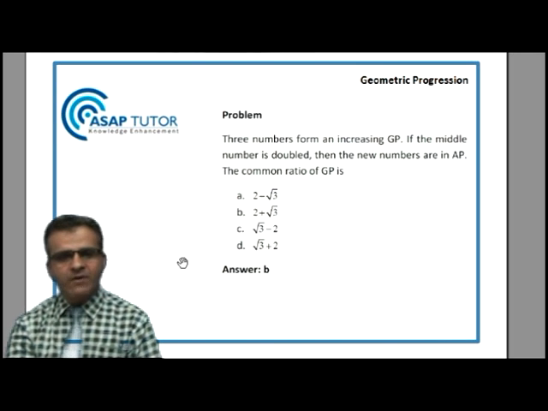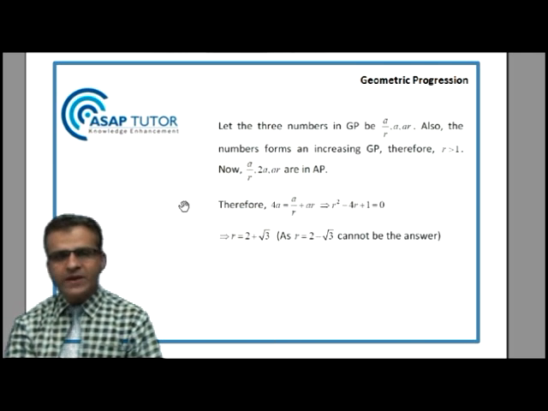Now let's take one problem here. The three numbers form an increasing GP, that is the value of R is greater than 1. Now if the middle number is doubled, then the new numbers will be in GP. Now we want to find the common ratio of the GP.